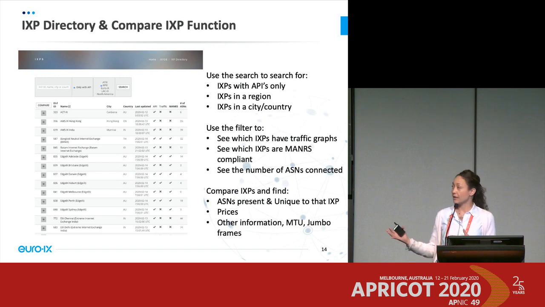So, like I said, this database is used by internet exchange points, but it's also used by networks. So that might be, for example, if you're a network and you want to look at what are the unique AS numbers I can find at this particular internet exchange point, this is a particularly useful filter.